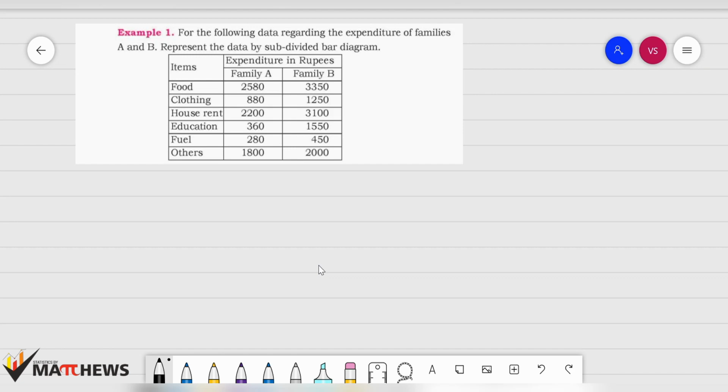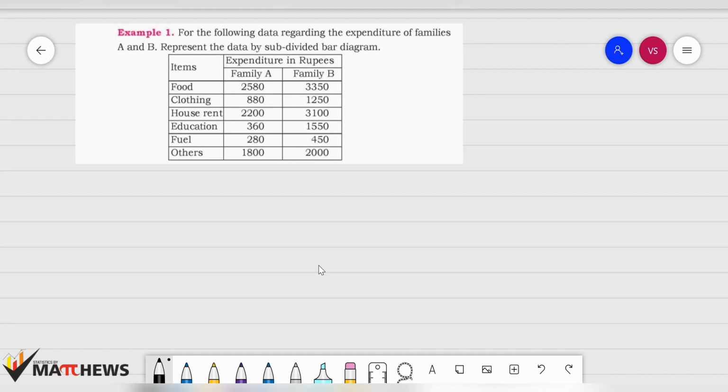So today let's take another diagram and learn to draw the component bar diagram, which is also a one-dimensional diagram. It is the component bar diagram, or we can also call it the subdivided bar diagram. I repeat, it's a component bar diagram or subdivided bar diagram.